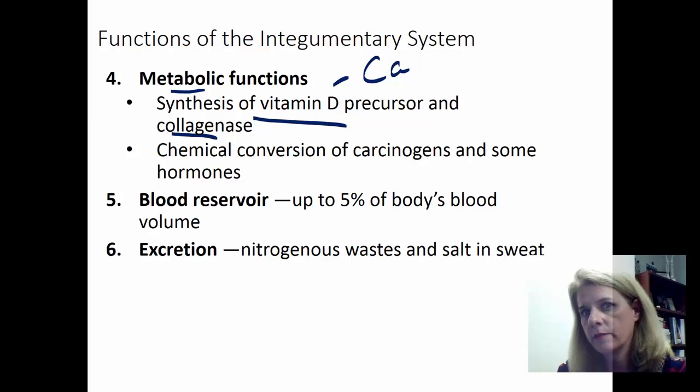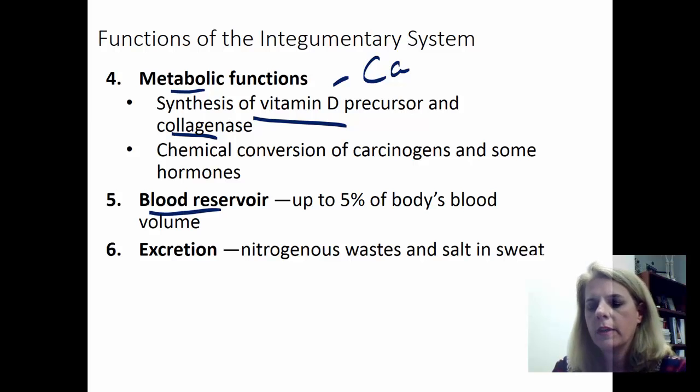So you need calcium for strong bones. So one of the ways you can increase your bone strength is to make sure you have enough sunlight to make that vitamin D to help you absorb calcium in your small intestine. The skin can also convert some things like carcinogens and hormones, and some of these are going to come up as we move along in our discussions.